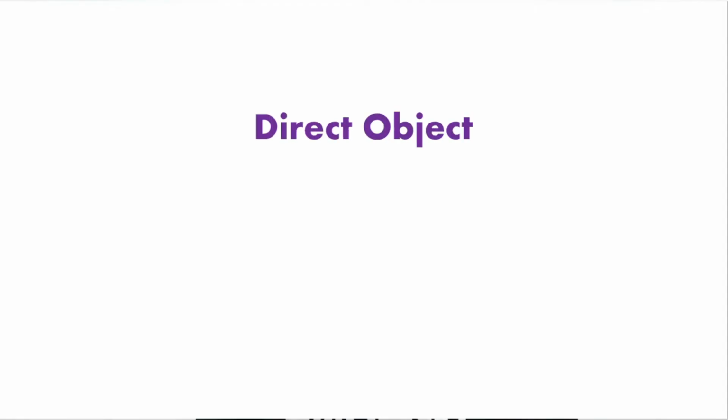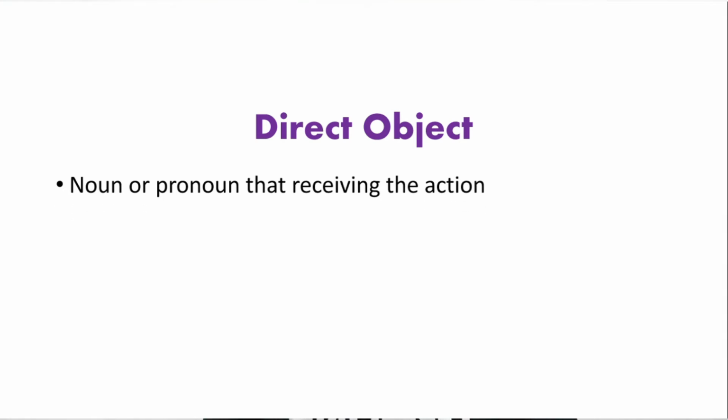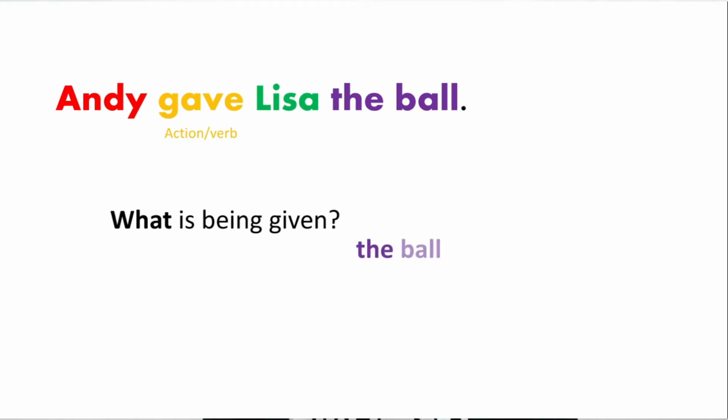Now, I want to tell you the differences between the direct object and the indirect object. A direct object is the noun or pronoun receiving the action, and a direct object answers the question what. Look again at the example. Andy gave Lisa the ball. The action is gave, so ask yourself, what is being given? That's right, the ball is being given, and so it is the direct object.